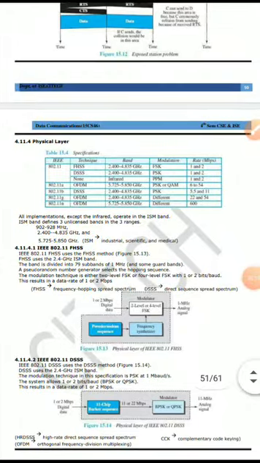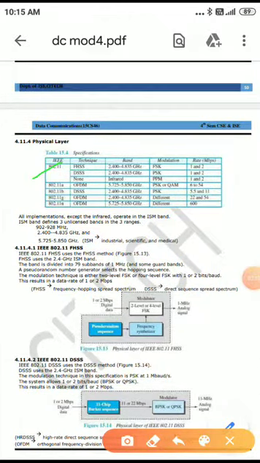These are the six: 1, 2, 3, 4, 5, 6. Up to this we are going to discuss. The last one we are not going to discuss, because according to our syllabus only six are there: FHSS, DSSS, infrared, OFDM, DSSS, OFDM. These are the six we are going to discuss here.